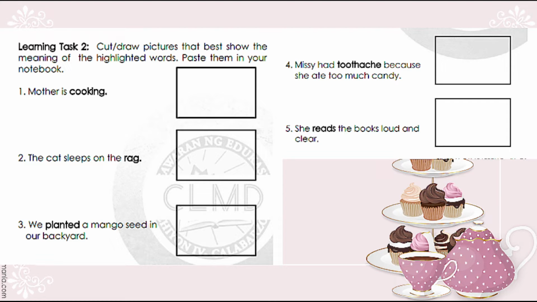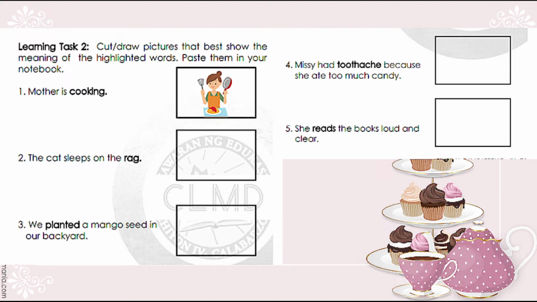For our learning task 2, cut or draw pictures that best show the meaning of the highlighted words. Paste them in your notebook. Number 1. Mother is cooking. What is the highlighted word in number 1? Correct, cooking. So we are going to draw mother while she is cooking.